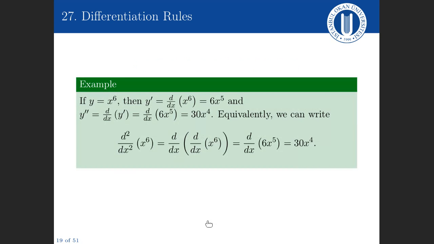For example, let's suppose we have y is equal to x to the power 6, and we want to calculate the second derivative of this function. First, we must calculate the first derivative. There's no shortcuts here. We must do the first derivative first, then the second derivative. The first derivative is 6x to the power 5, and then we can differentiate a second time to get the second derivative, 30x to the power 4.